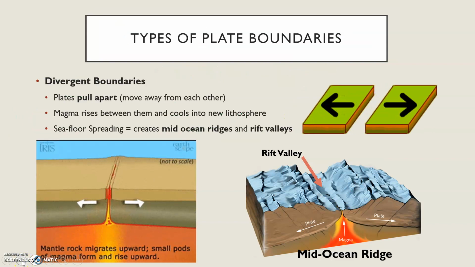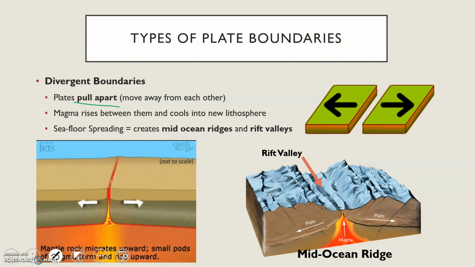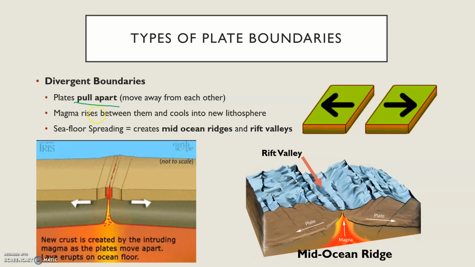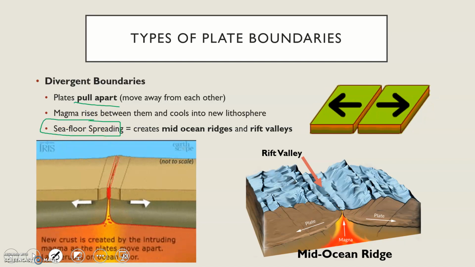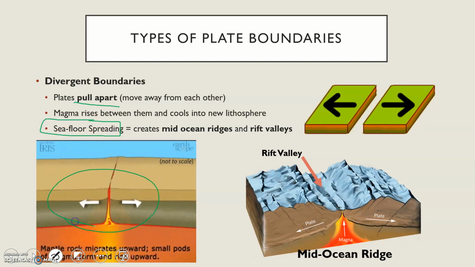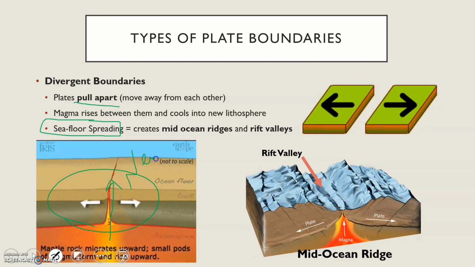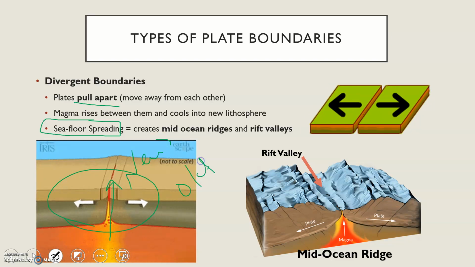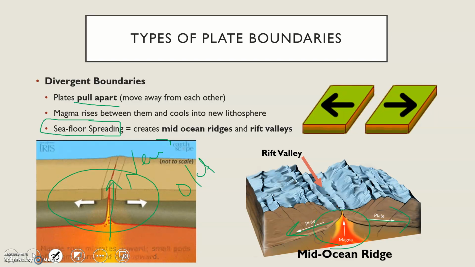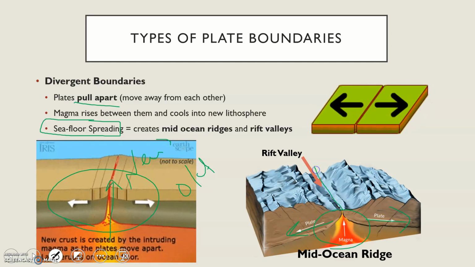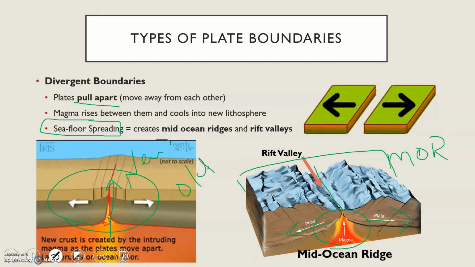The second type of plate boundary is a divergent boundary, and that's where plates pull apart. They are moving away from each other. Magma rises between them and cools into new lithosphere, creating seafloor spreading. When seafloor spreading occurs, you're getting mid-ocean ridges and rift valleys. This right here is the act of seafloor spreading. The magma rises up, comes out. This is the new floor, and then the old is moved further away. This is all occurring where the plates are moving away. Your magma creates the rift valley in the midst, in the middle of all of this, which is the mid-ocean ridge, which is the underwater mountain chain.